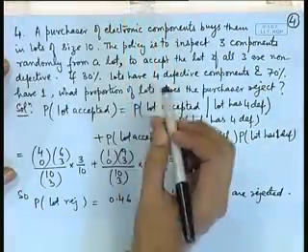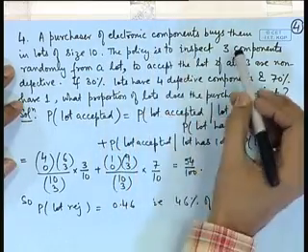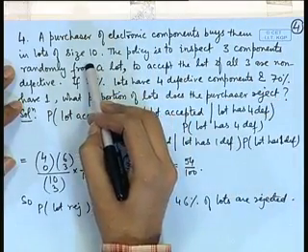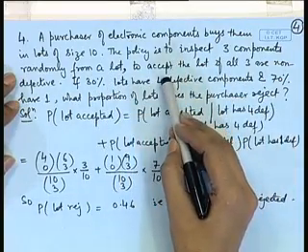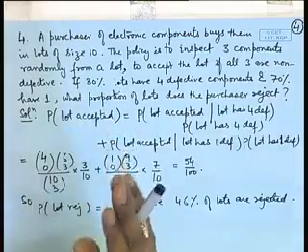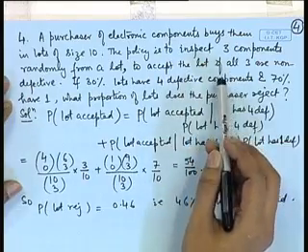Let us look at an application of hypergeometric distribution. A purchaser of electronic components buys them in lots of size 10. So, the policy is to inspect 3 components randomly from a lot. So, each lot is having 10 components. What the purchaser will do is randomly select 3 components or 3 parts from that lot and inspect them. If all the 3 are okay, non-defective, he accepts the lot, otherwise he rejects the lot.